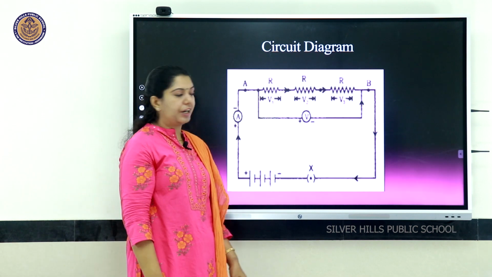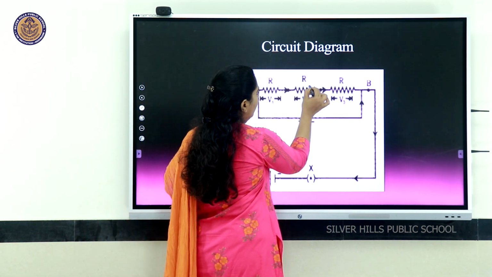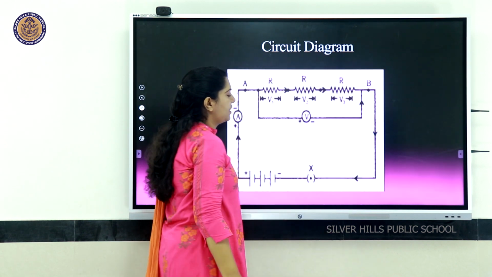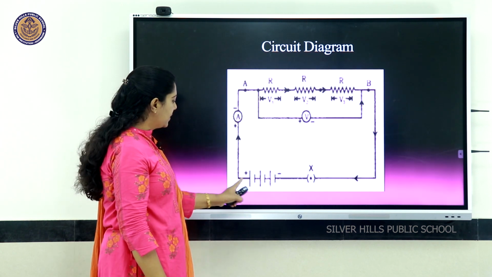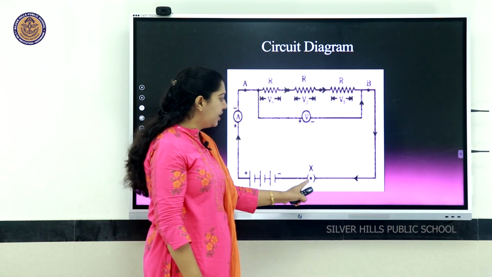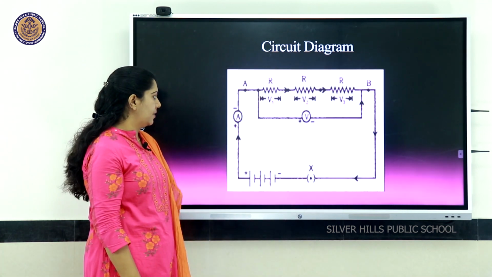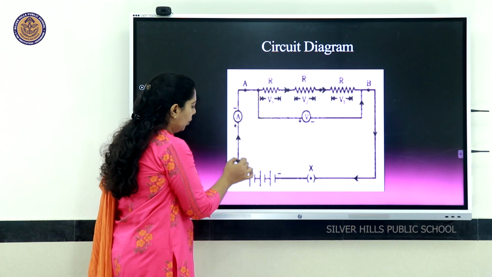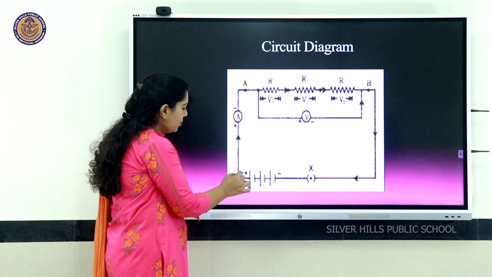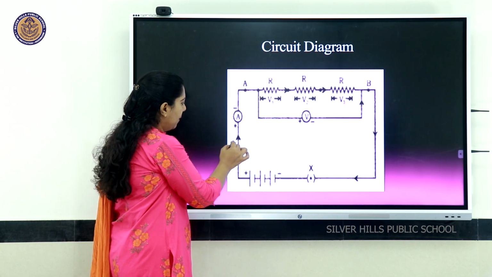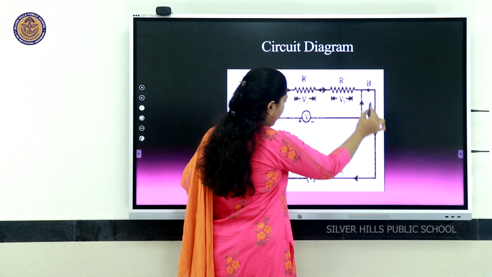This is a circuit diagram. There are three resistors R1, R2 and R3 connected in series. Here one ammeter is connected to a battery and a key, then one voltmeter is connected across these three resistors. Here the flow of current is from positive to negative. This is positive, so the current will flow from plus to minus, and this plus current is flowing.